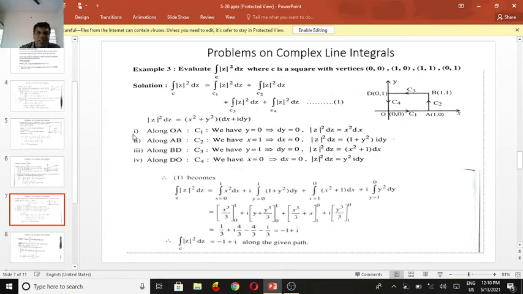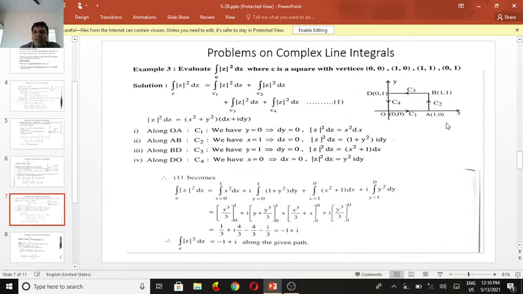Now you come to the line OA, which we denote as curve C1. Along OA, C1, we have the x-axis, so y equal to 0. Derivative of y is 0. So the absolute value of z square becomes, y is 0, and we get x square dx.